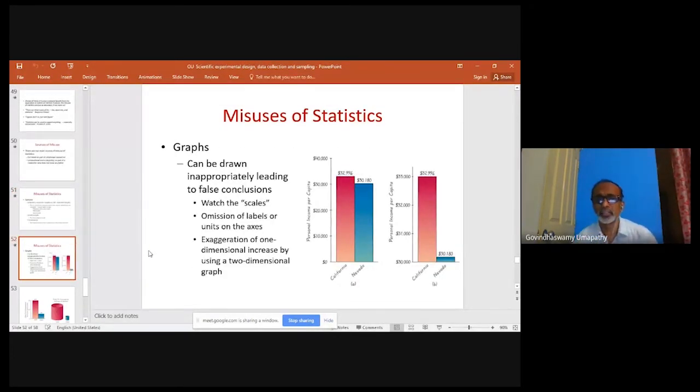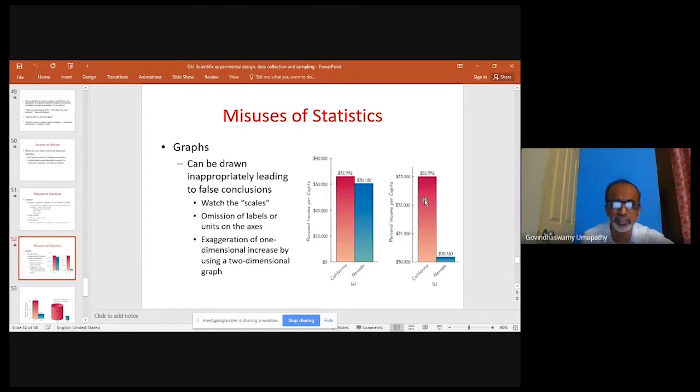There are other things as well. If you look at the two graphs here, both have the same values. Here it is 30,000 US dollars, and here also 30,000. But the scale has been changed. If you look at the scale here, to show that there's a significant difference, people can change the scale in diagram B, and they can show that there's a significant difference.